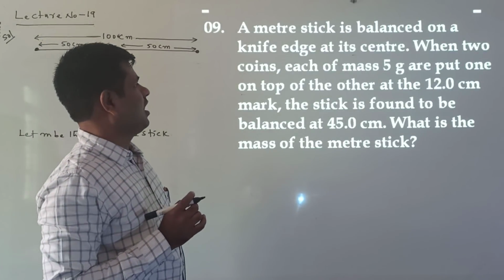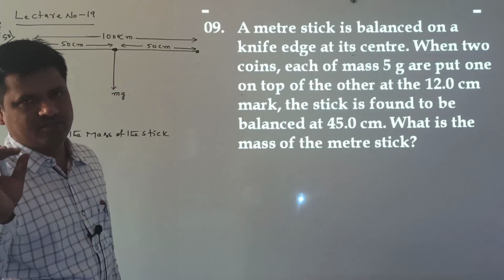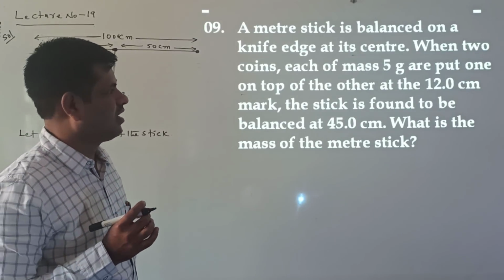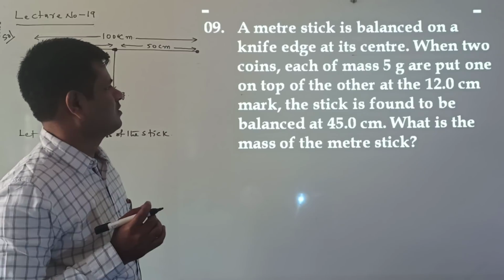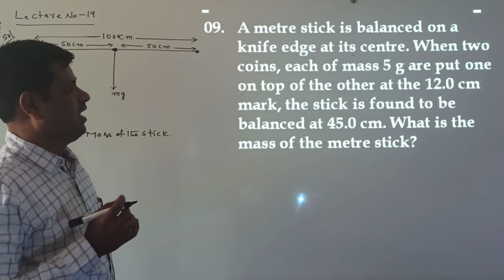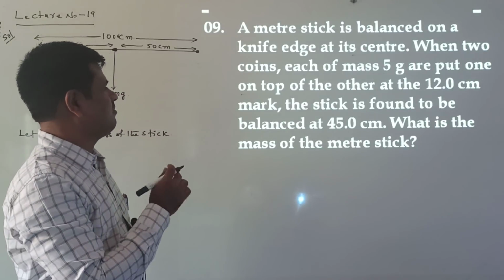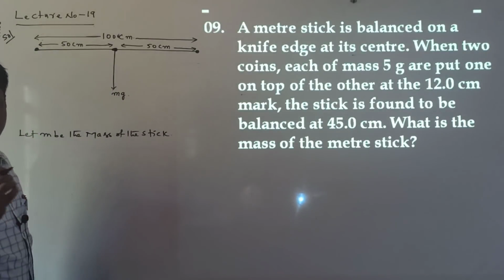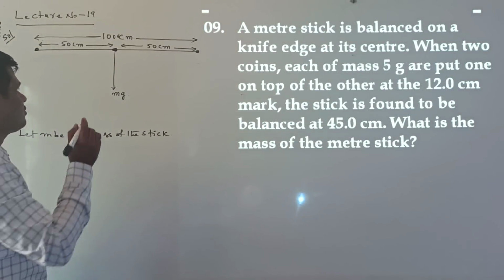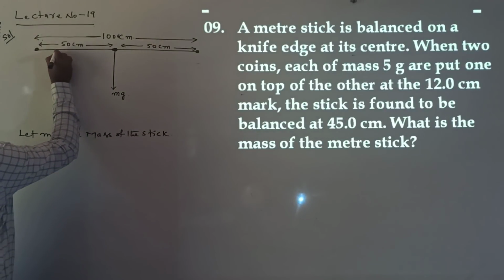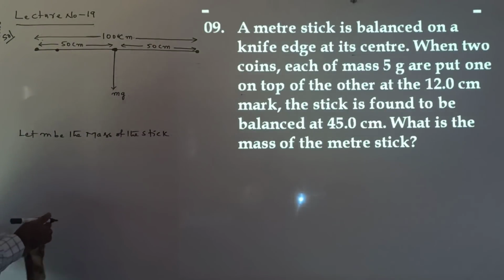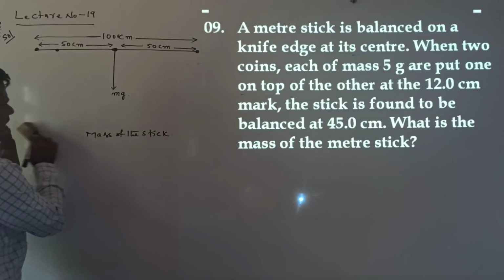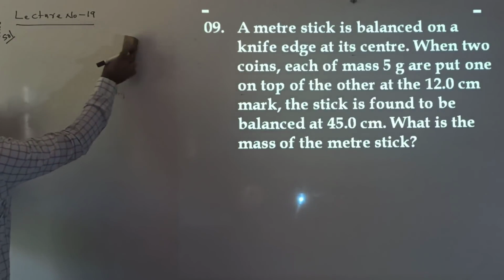Now when two coins, each of mass 5 gram, are put on the top of the other at the 12.0 centimeter mark, means 2 coins I am placing here, that is the 12 centimeter mark. Suppose I am placing 2 coins here. I am drawing the diagram once again here. Listen carefully.